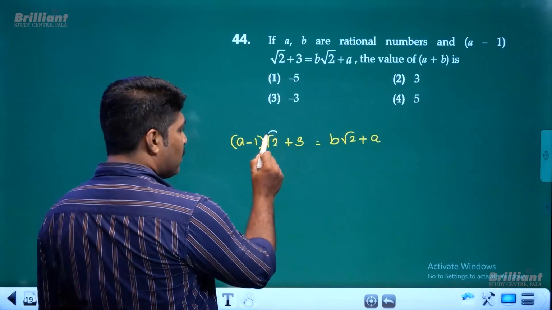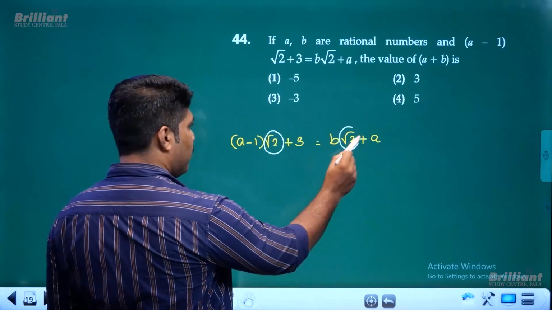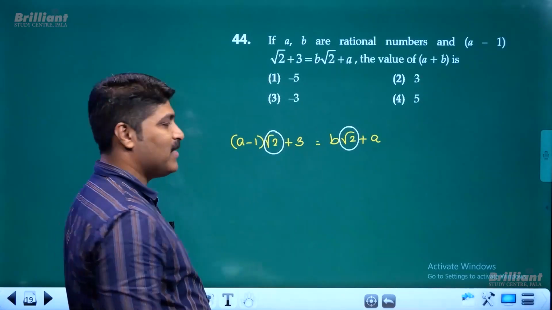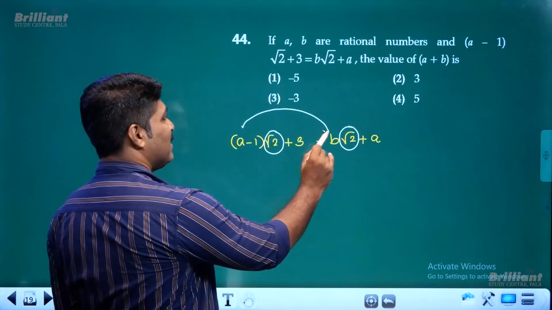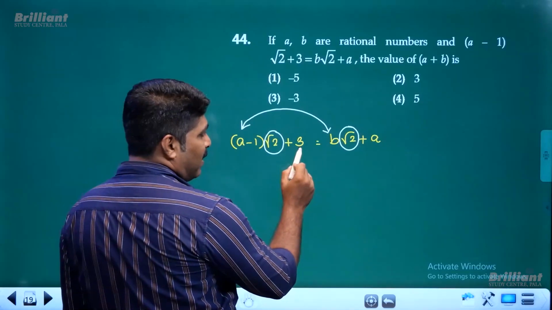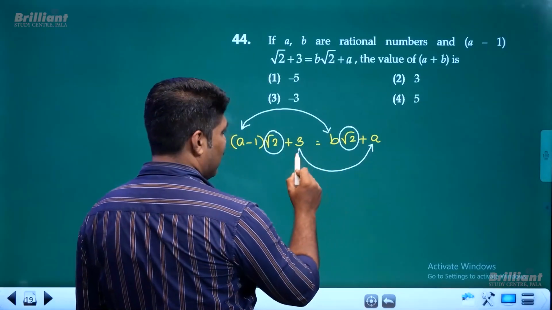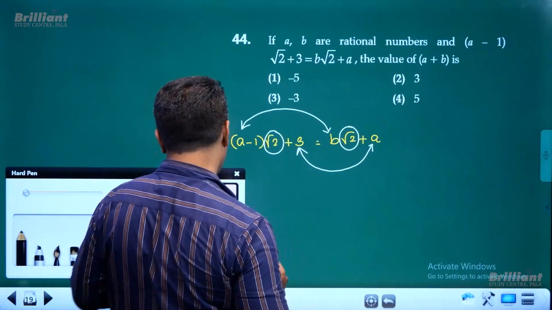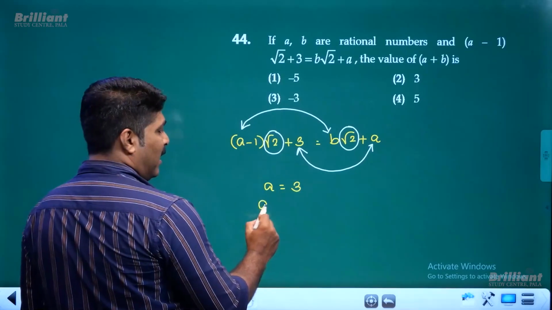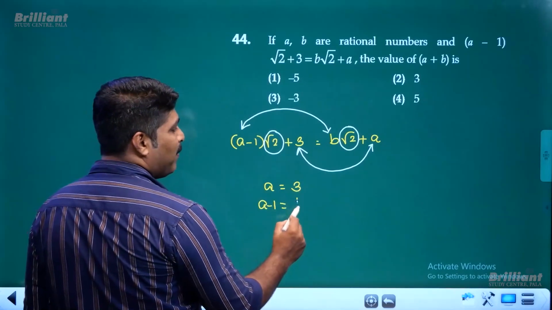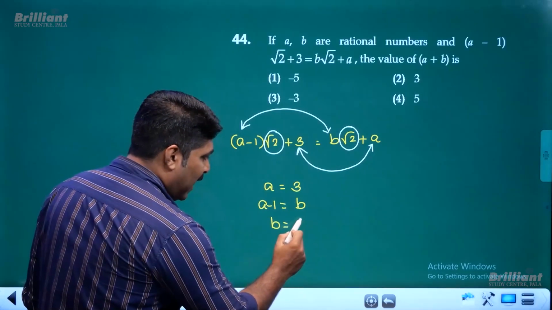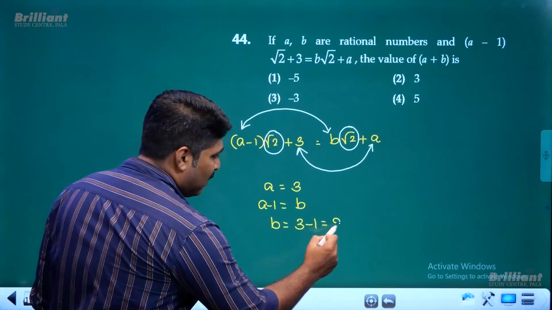You have to observe the presence of root 2 in both the places. What is the coefficient of root 2 here? That is A minus 1. So you can consider this A minus 1 as B. And what is the constant term here? That is 3, and here it is A. So we can equate the like terms here. So here we can write A equal to 3 and A minus 1 equal to B. Clear? Therefore, what is B? That is A minus 1, 3 minus 1, which is equal to 2.